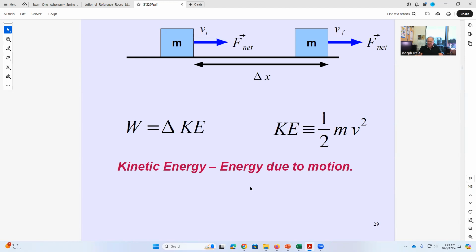So kinetic energy is energy due to motion. Kinetic energy is defined to be 1/2 mv squared. And if we apply work to some object, we find out that it's equal to the change in kinetic energy. The net work is.